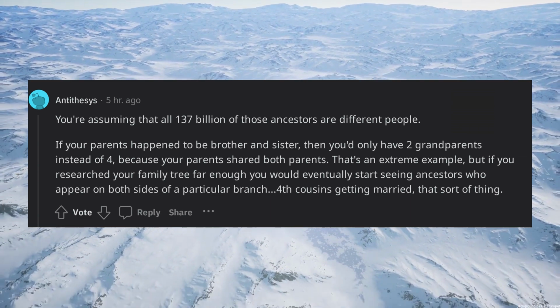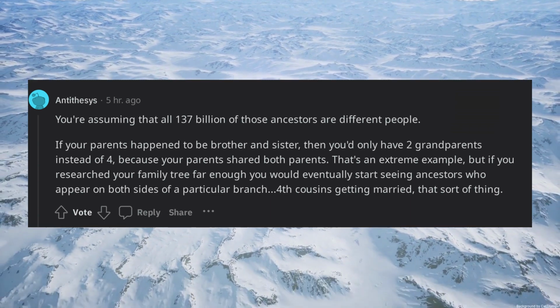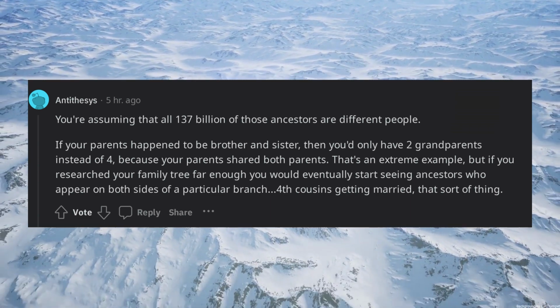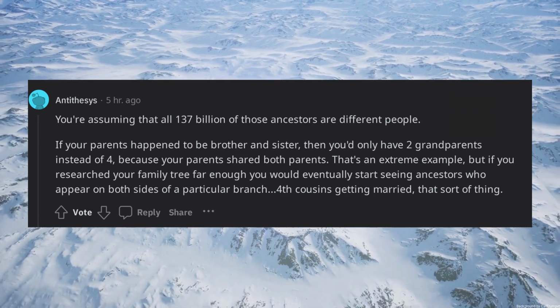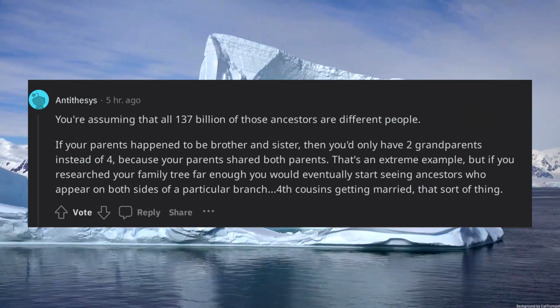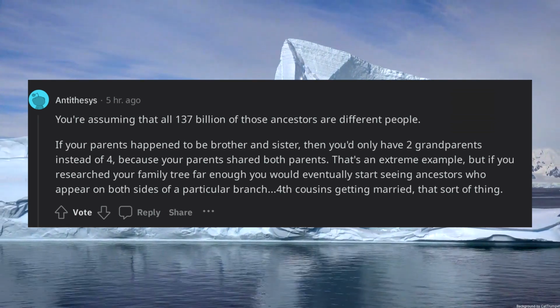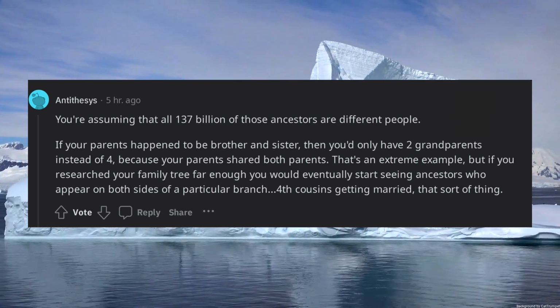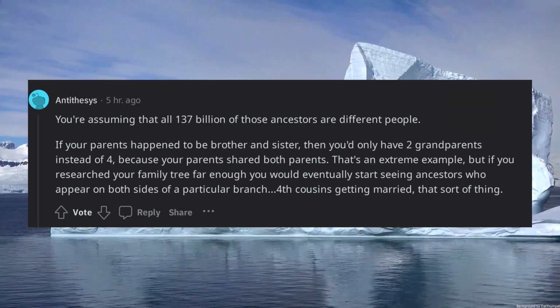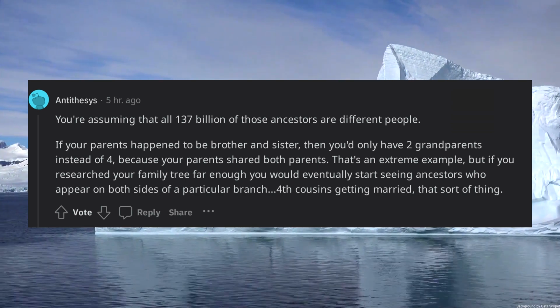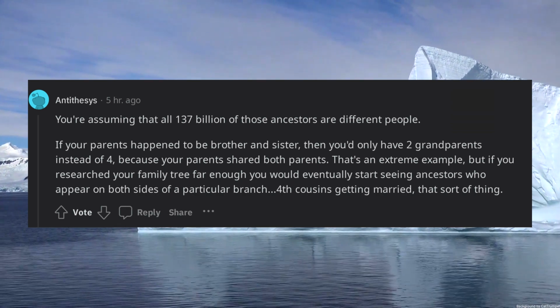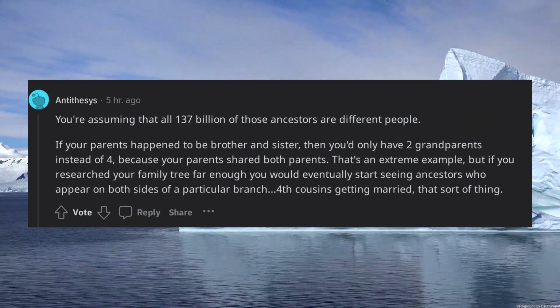You're assuming that all 137 billion of those ancestors are different people. If your parents happen to be brother and sister, then you'd only have 2 grandparents instead of 4, because your parents shared both parents. That's an extreme example, but if you research your family tree far enough you would eventually start seeing ancestors who appear on both sides of a particular branch, 4th cousins getting married, that sort of thing.